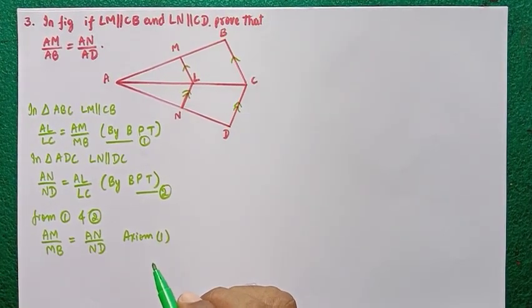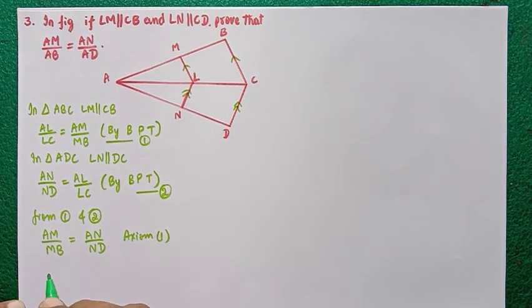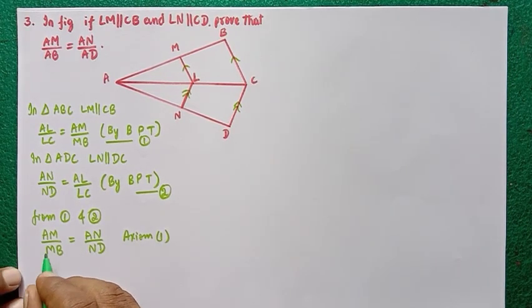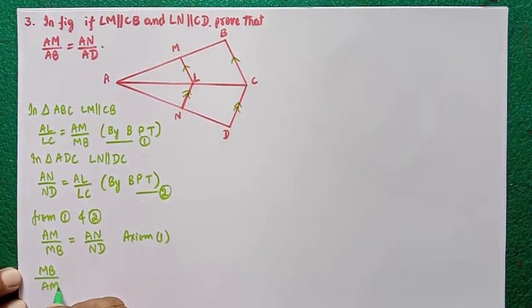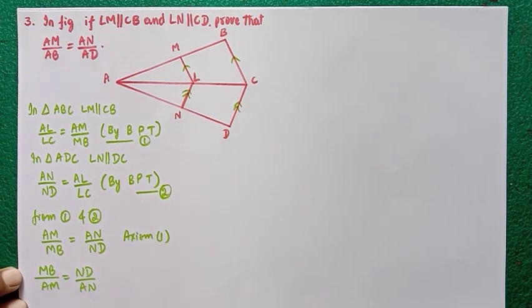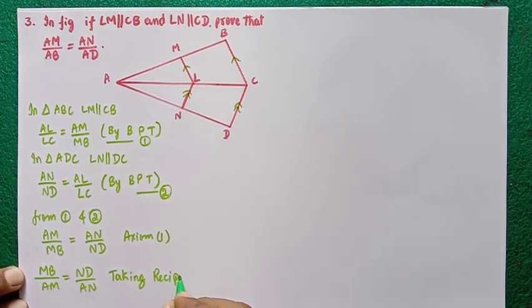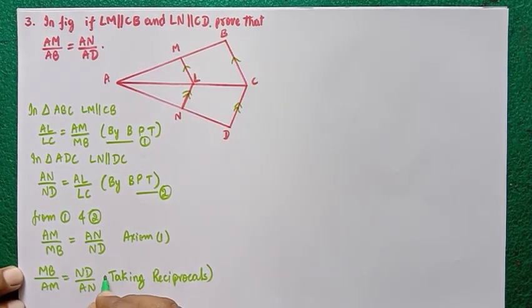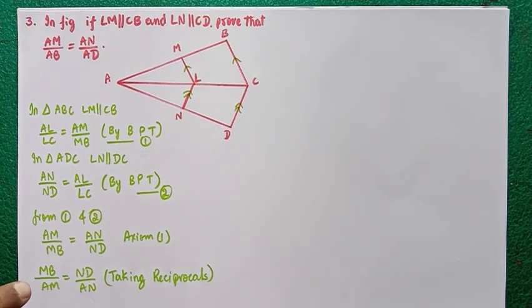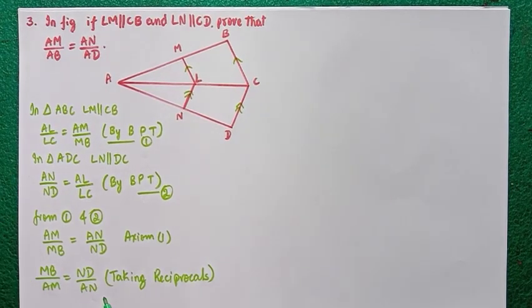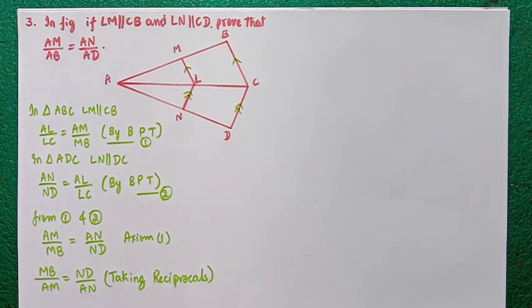Now let me take the reciprocal of this. Let me write the denominator in the numerator. MB by AM is equal to ND by AN. What do we call this? Taking reciprocals. Writing the denominator in the numerator and the numerator in the denominator is called taking reciprocals.